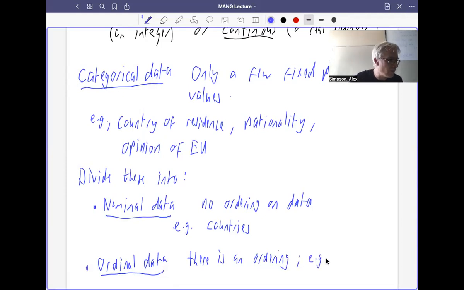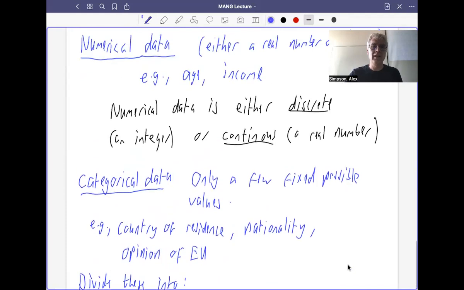So, for example, the main one here, the opinion of the EU. There are only 7 possible answers, and there's an obvious ordering on them. There's the answer very negative, then the next one up in the order is negative, then mildly negative, then neutral, then mildly positive, and so on. So there's an obvious ordering on the data there.